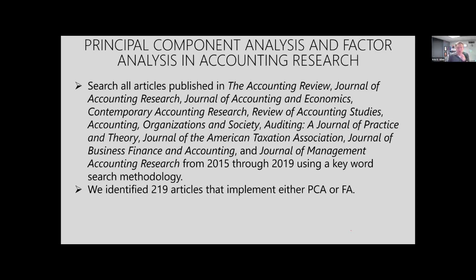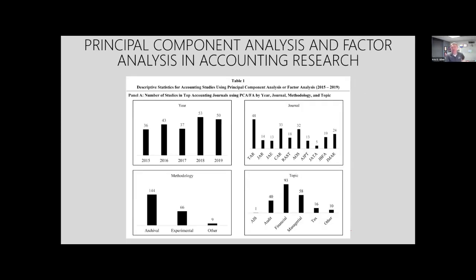And so what we did is we went through and we looked from 2015 to 2019 using keyword search to try to see whether or not people were doing principal components or factor analysis. And of the articles published during those years, we find 219 articles that were either using a PCA or a factor analysis. And as you can see, it seems like we're using it more and more, a little bit, over time. And as you can see, all journals, especially the Accounting Review, seem to have a lot of use of PCA or factor analysis. Most of the studies were archival studies, and as you can see, a lot of them were financial or managerial related.